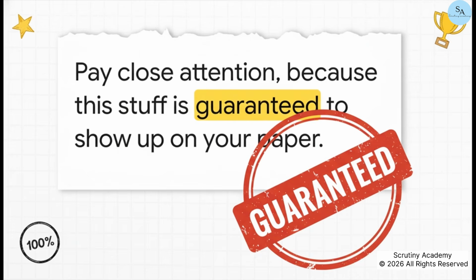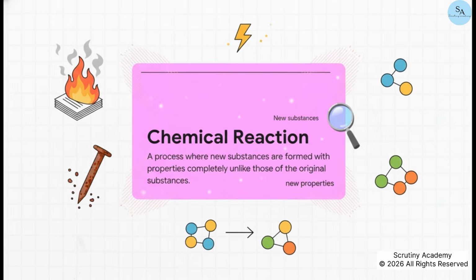This is essential stuff. First up, what exactly is a chemical reaction? Well, it's pretty simple, actually. It's just a process where the stuff you start with, the original substances, change into something totally new. The key thing to remember is you get a new substance with brand new properties. Think about burning paper or when iron rusts. You can't just get that original paper or iron back, right?